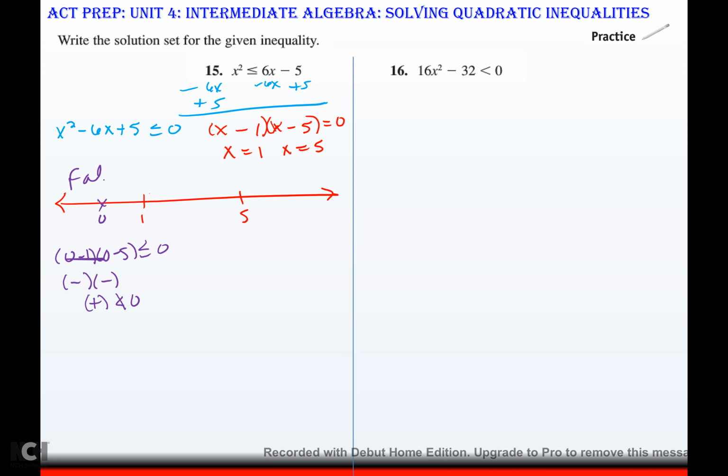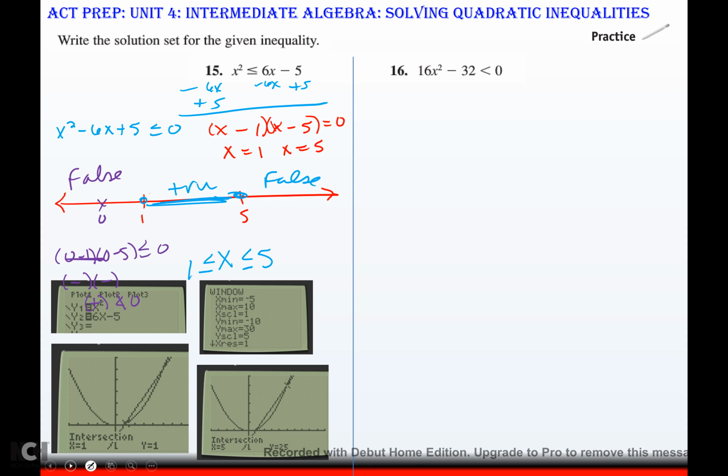So this section is false, which means, again, I'm going to skip some steps now, even though I told you I wouldn't. I'm going to assume that this would be true and that this would be false, which means my solutions are between and include because of the bar. So my answers are between and include 1 and 5. Check the graph. I want to know when is the parabola below the line, which is here to here, which is this x to this x.